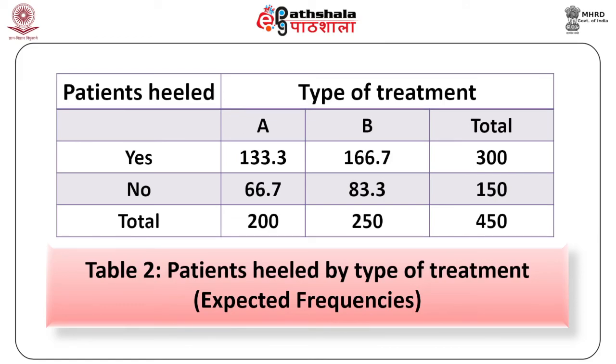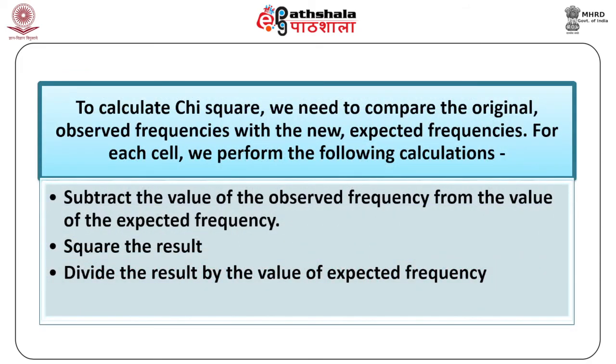This table shows the distribution of the expected frequencies, that is, the cell frequencies we would expect to find if there was no relationship between type of treatment and patients healed. Note that chi-square is not reliable if any cell in the contingency table has an expected frequency of less than 5. To calculate chi-square, we need to compare the original observed frequencies with the new expected frequencies.